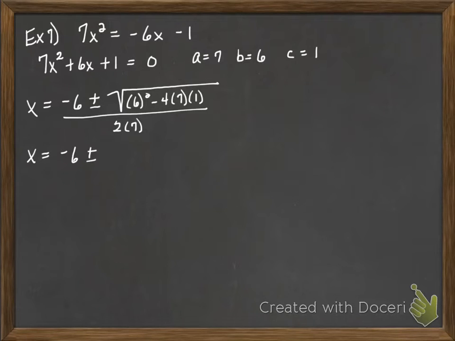In Algebra 2, you're going to learn that the number underneath the square root is going to be called the discriminant. So we're going to get 36 minus 4 times 7 times 1, which is 28, all over 14. And then we're going to get negative 6 plus or minus.